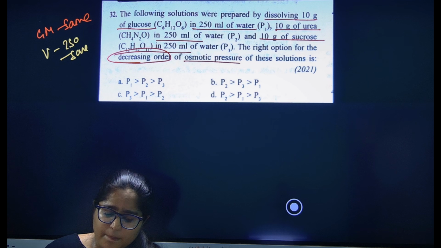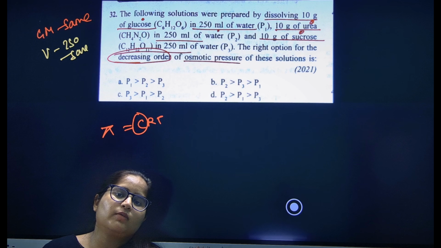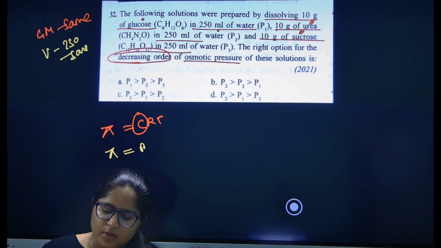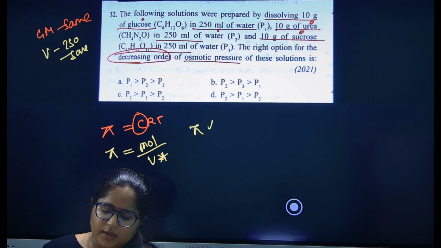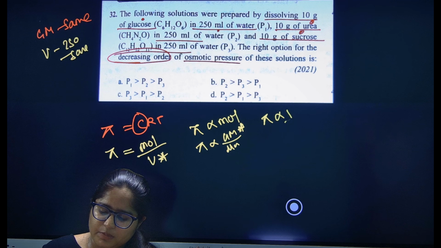I told you pi equals CRT, concentration and focus. All are glucose, urea, sucrose, and the van't Hoff factor i is 1. So we are not going to focus on i. Only we will focus on C, concentration. What do we mean by concentration? Mole by volume. Volume is also fixed, so pi is directly proportional to mole, and mole equals given mass by molar mass. Given mass is also same, so from here we can say pi is inversely proportional to molar mass.